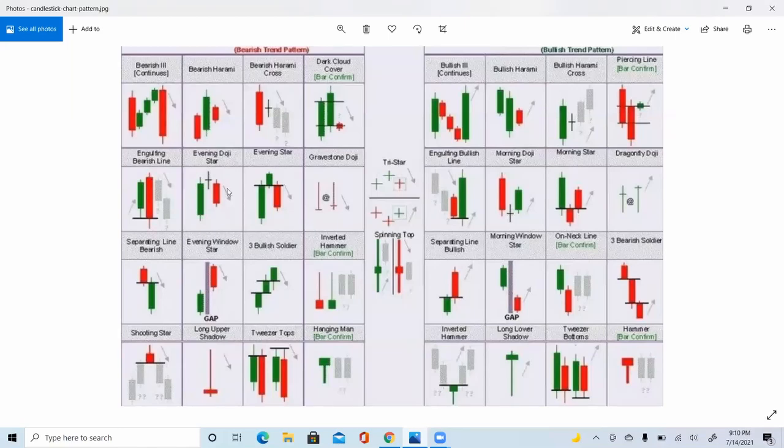And you have the evening doji star. So what this indicates is that you have momentum coming up into a particular area. You see this as an indecision candle. So what you're seeing here is that people that are trying to buy and people that are trying to sell are at a crossroads, and price is at a crossroads with that market. So you have what's called a doji.